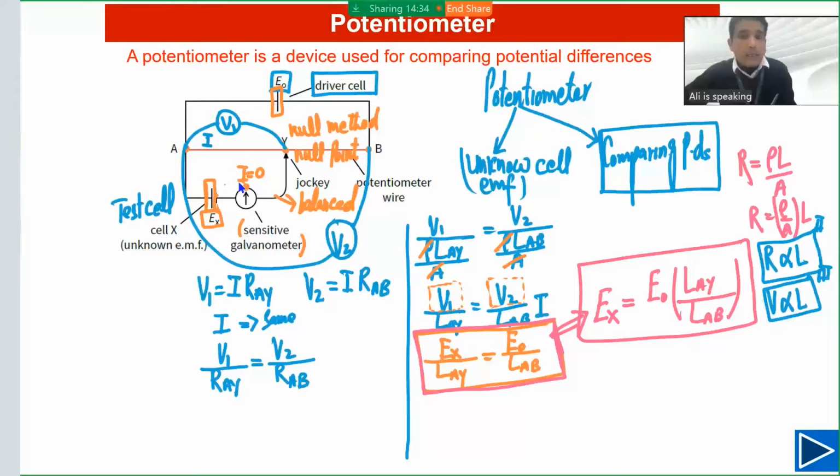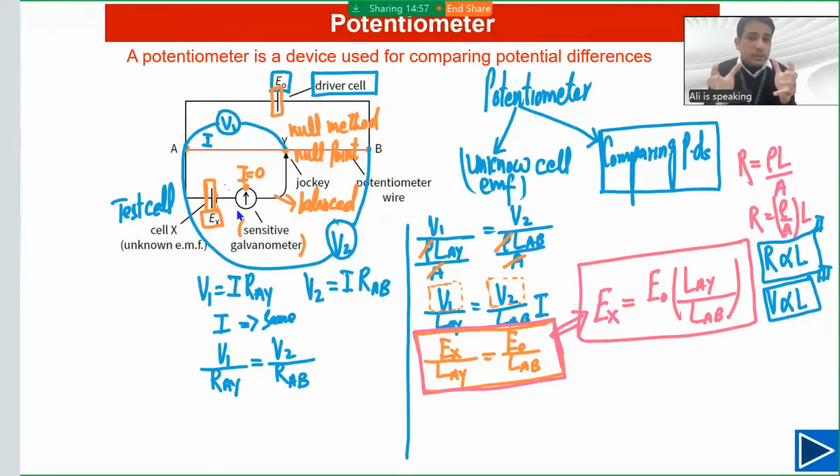And why will the current be 0? Because when the potential on this side of the galvanometer and on this side is the same, it means no potential difference. So the reading on this voltmeter will be equal to 0. This is what you need to understand about the potentiometer. I hope you now have a better understanding of it.